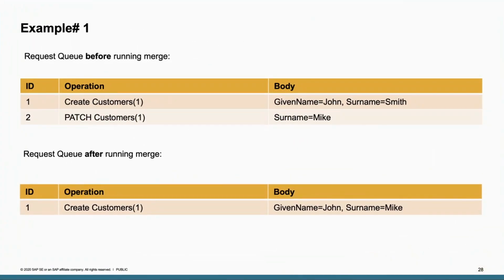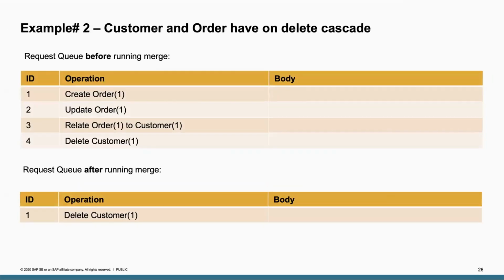You change the surname to Mike. So after the merge functionality, all these requests will be merged into one, as a create customer with the given name Joe and the surname Mike, the up-to-date one. So this is one example regarding the post and the patch, and then we combined them into a post with the latest data.